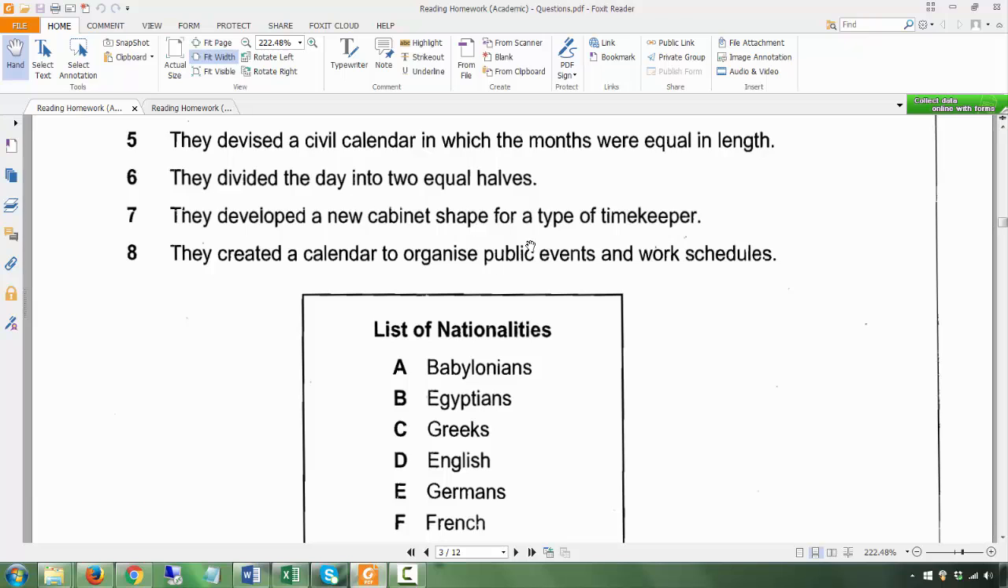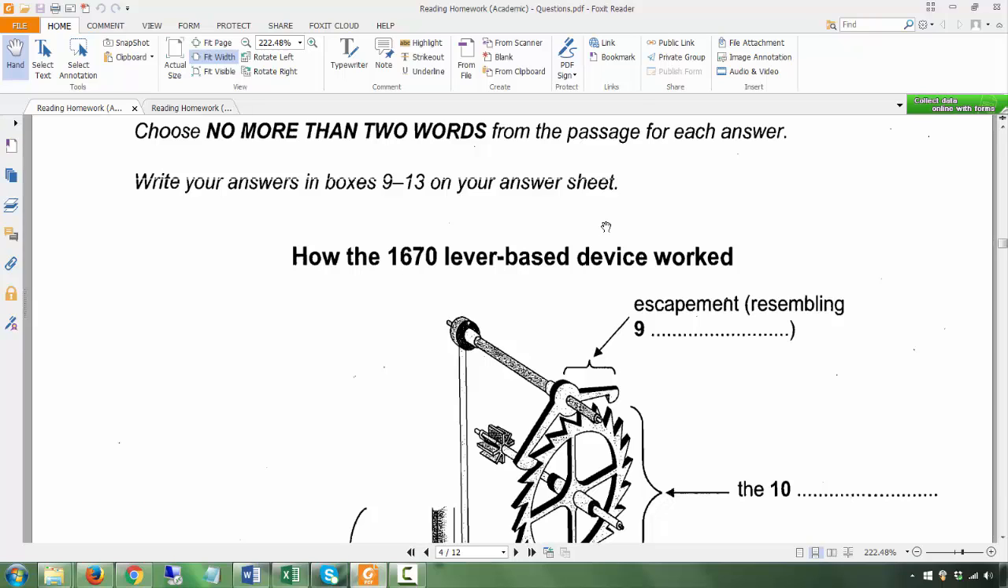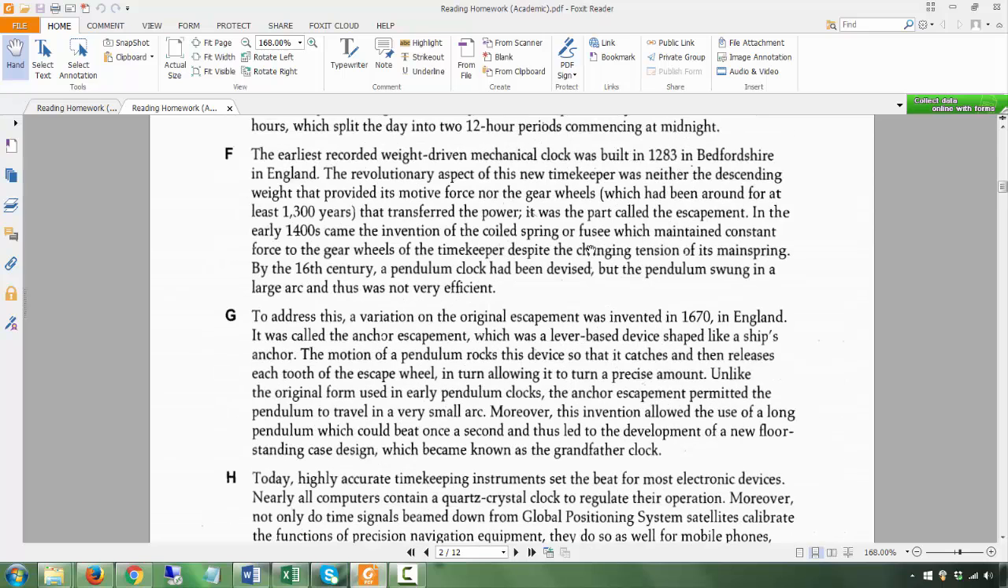Okay, all right, so let's go to 9 to 13. This is basically a summary of one part of the passage. So if you get something like that, even though it may not be totally in order, you will expect it to be in one part of the passage. All right, so questions 9 to 13 would be in one part of the passage, and basically that's going to be in paragraph G. Right, to address this, let's go to paragraph G.